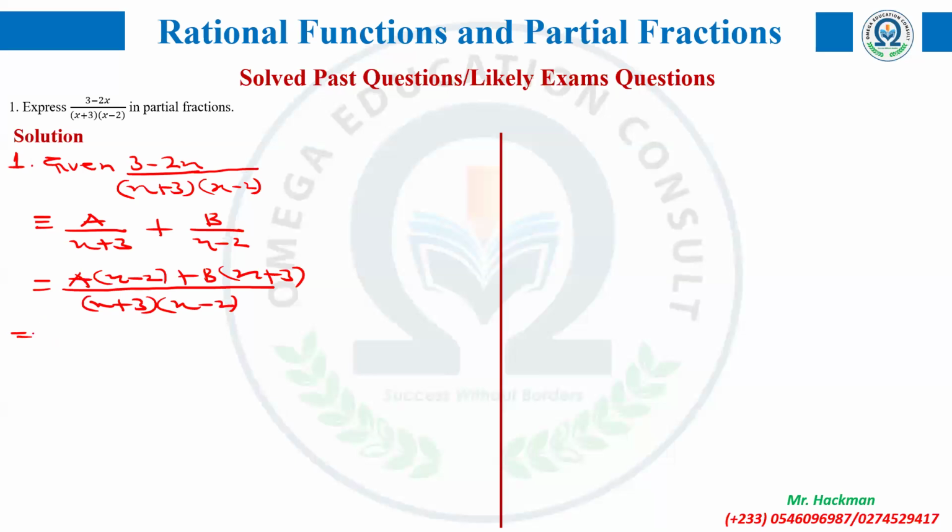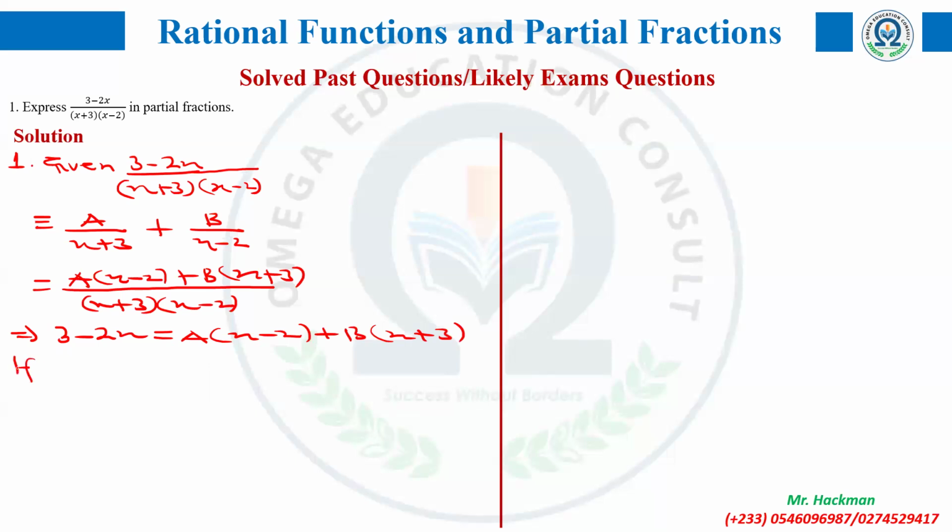At this point, what do we do? Equate the numerators. So we get 3 minus 2x is equal to A into x minus 2, then plus your B into x plus 3. So at this point, linear factors, so we know always we have to do the cover-up method. So I am going to look for the positive substitution. So x is equal to 2.